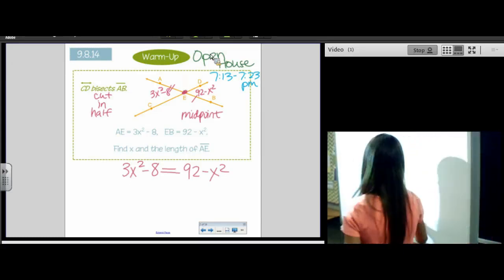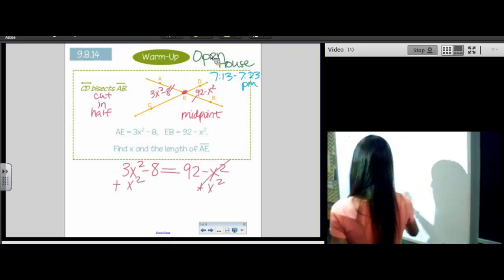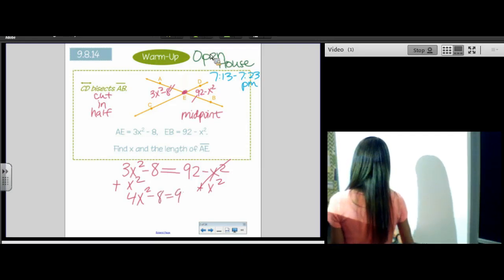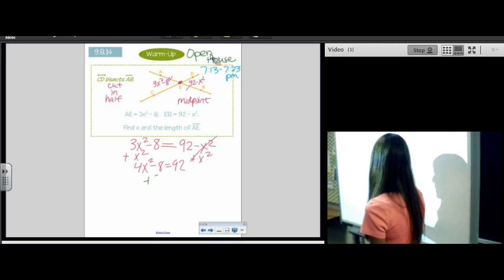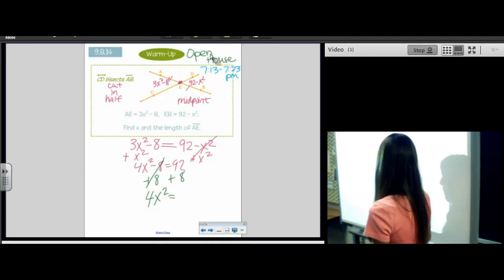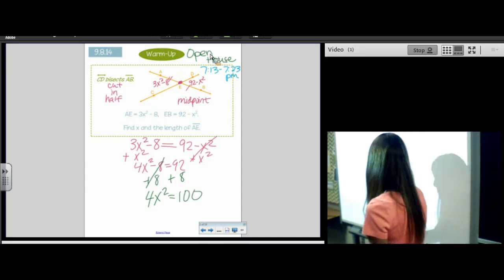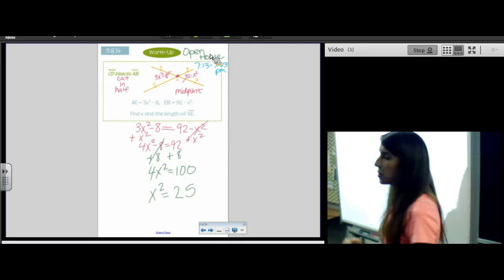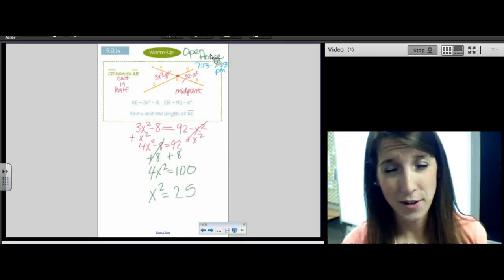All right, ready? What do we want to do first? Let's add x squared to both sides. That's gone. 4x squared minus 8 equals 92. I got my calculator out, but I'm not going to need that. Plus 8, plus 8. 4x squared equals 100. Divide by 4. X squared equals 25.